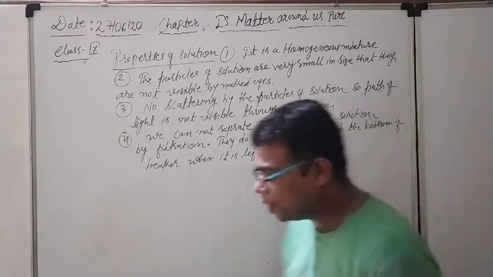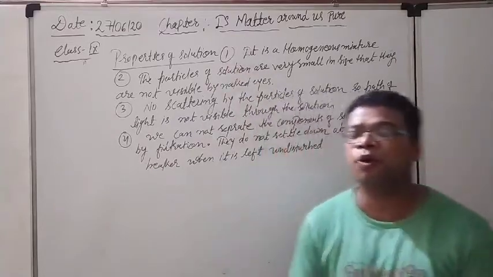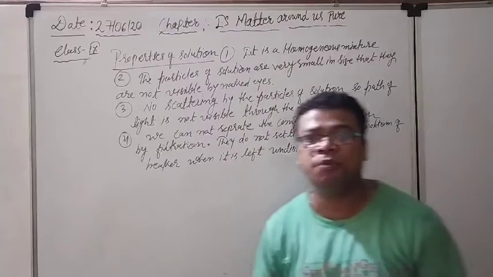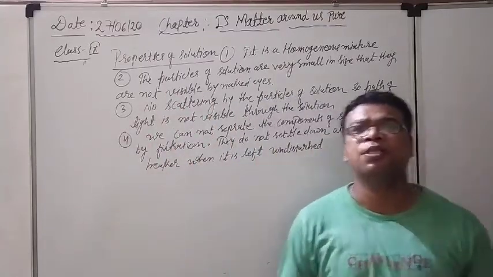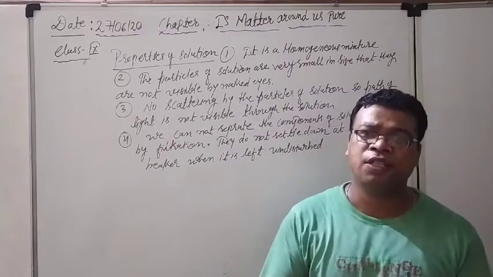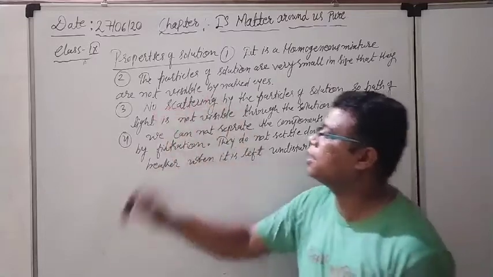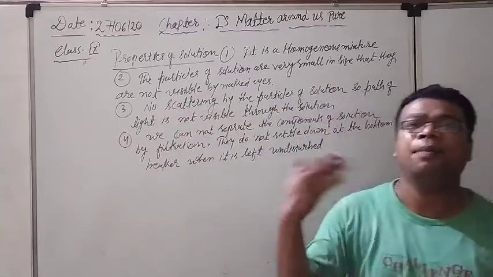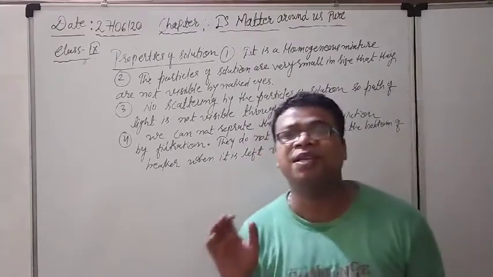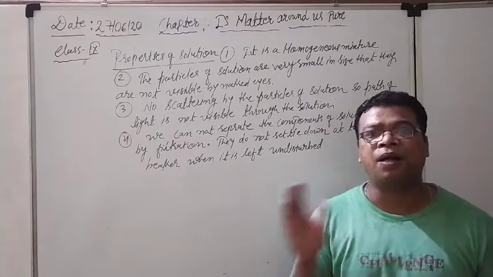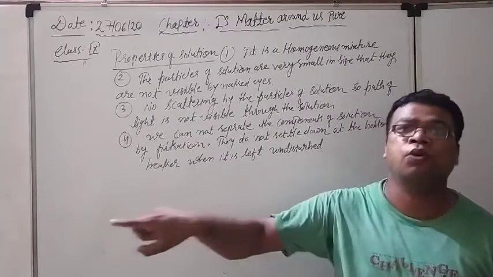So what is the summary that I want to tell once again? Look here. There are four properties of the solution. First, it is a homogeneous mixture. Second, the particles of the solution are very small in size, so we cannot see them with the naked eye. Third, there is no scattering of light by the particles, and that's why the path of light is invisible through the solution.